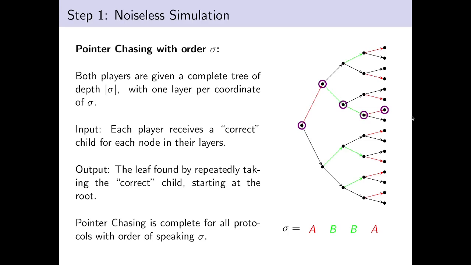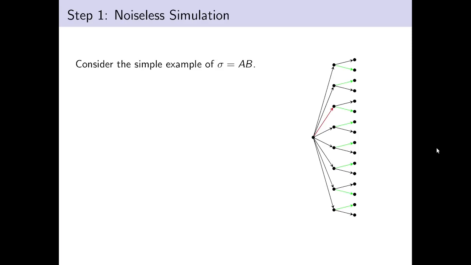If we show this, then we've shown step 1. So, to show this, let's first look at a very simple example. Let's take a look at the order of speaking AB. On the previous slide, I drew the tree as a binary tree, but in actuality, our proof uses a large alphabet, so it would look closer to what we have here on the right.